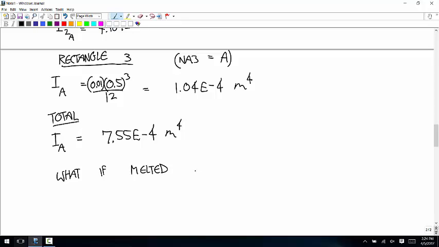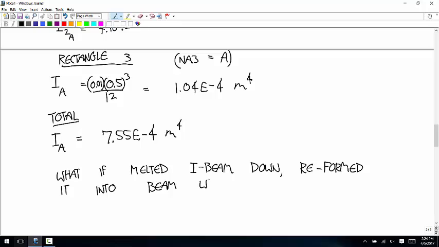So what if you melted the I-beam down and reformed it? This is not a practical thing to do. Into a beam with the same length and circular cross section.